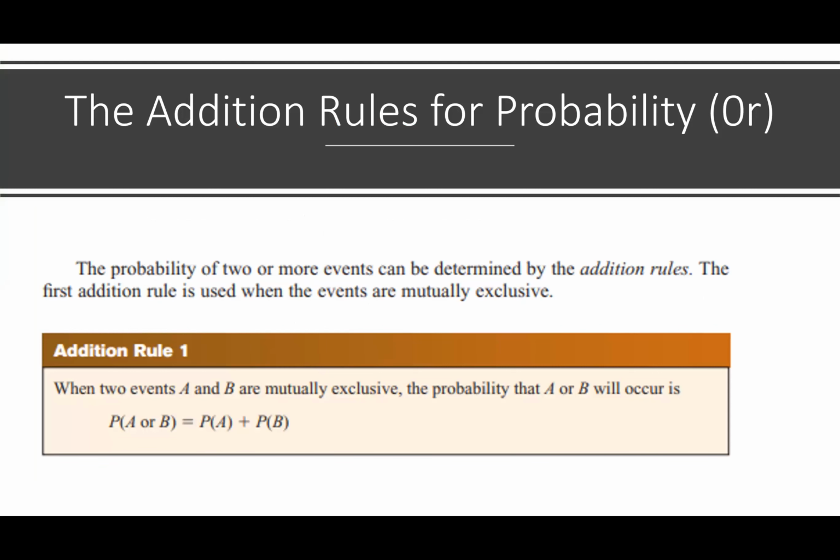The addition rules for probability. The probability of two or more events can be determined by the addition rule. The first addition rule is used when the events are mutually exclusive. So rule number one is: when two events A and B are mutually exclusive, the probability that A or B will occur is like this: probability of A or B equals probability of A plus probability of B.